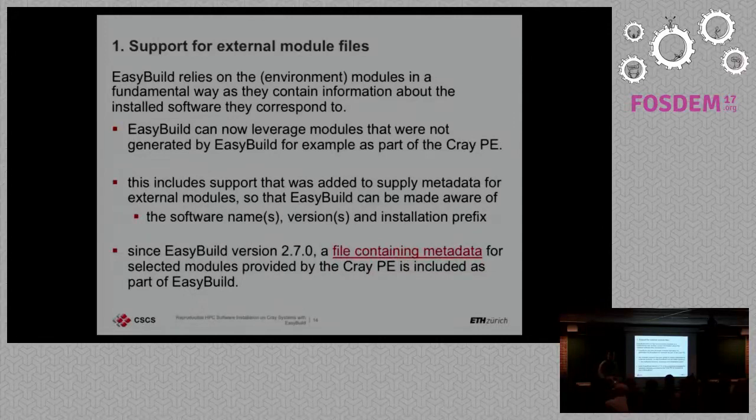So this is a key feature for the Cray support: the support for external module files. Before, EasyBuild was building everything from scratch and creating the module files. Here on Cray, we need to reuse these module files. So there's support for a file where you map the existing modules to a form that EasyBuild can read. It's needed for Cray, but it can also be used elsewhere if you already have modules that you want to reuse.